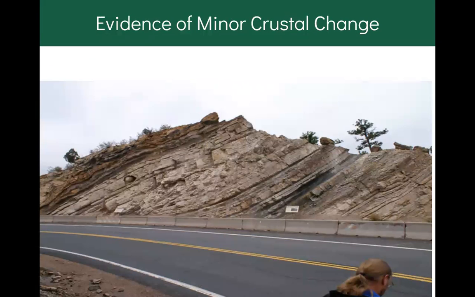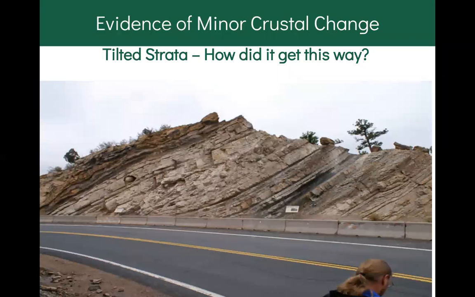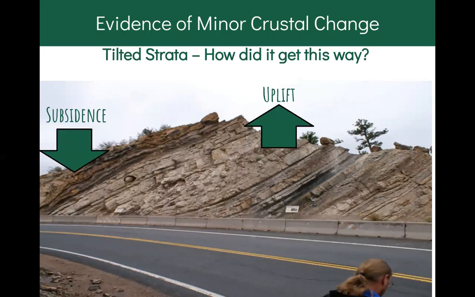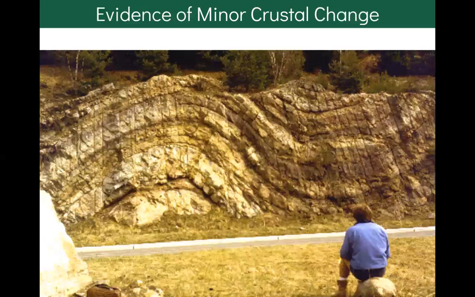Now, as we get into evidence of minor crustal change, in this case we can see that these sediments have been tilted. We can see that the left-hand side has sunk down. That's called subsidence, or to sink. And the right-hand side has been uplifted. So this is tilted strata. You can see that this would probably be the youngest strata, and this would be the oldest strata, if we were to take it and untilt it and make it horizontal again.